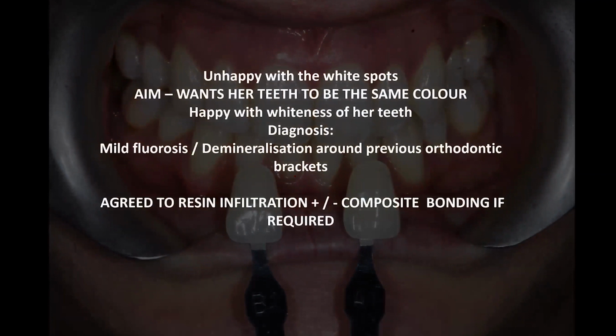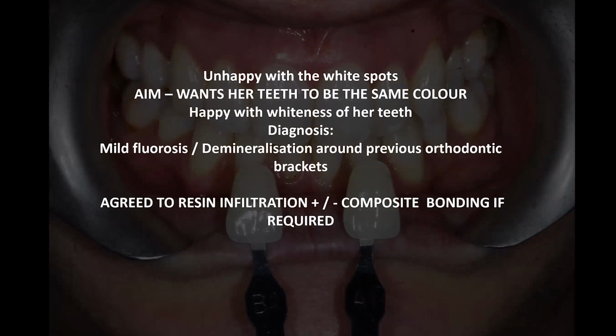As we say, she wants teeth with the same color. The diagnosis I made was mild fluorosis, but also I think there's some demineralization around some previous orthodontic brackets. And I'll show you why I think that in a moment. But we agreed to do some resin infiltration, plus or minus some composite bonding if required.